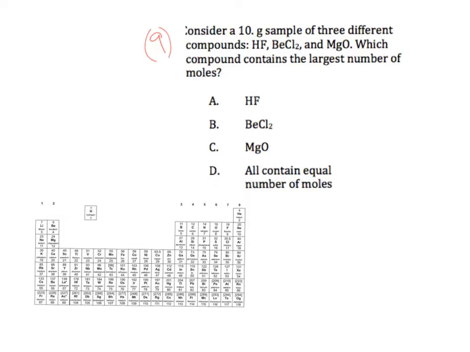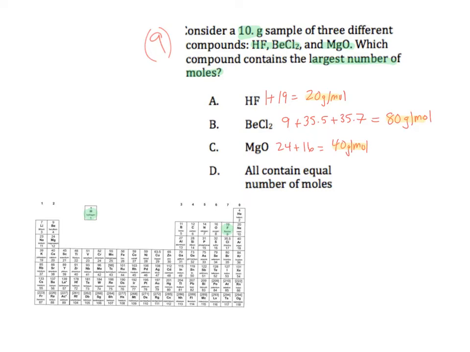Consider a 10-gram sample of 3 different compounds. So you have 10 grams of this, this, and this. Which one has the largest moles? Let's start by finding the molar mass for each of these compounds. Go to the periodic table and find all of these elements. Remember, to find the molar mass, we are using the bigger number, the mass. For example, hydrogen fluoride is 1 plus 19, which is 20 grams per mole.